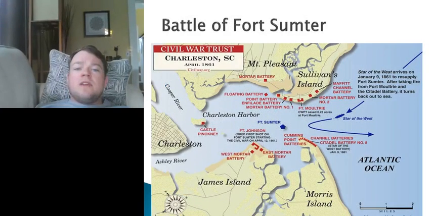And here we can see where the fort was a pretty good spot to be, in the middle of the Charleston Harbor, which could stop any boats from coming in. Boats tried to resupply, but were beaten back by the southern forces. But that's going to be the start of the Civil War.